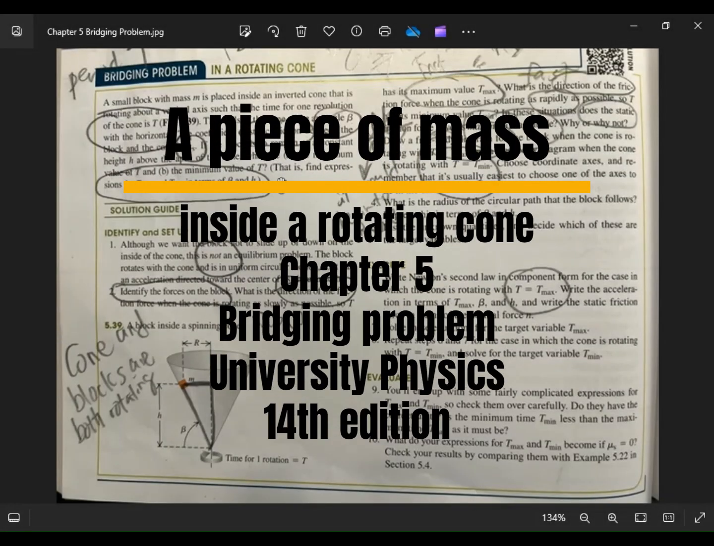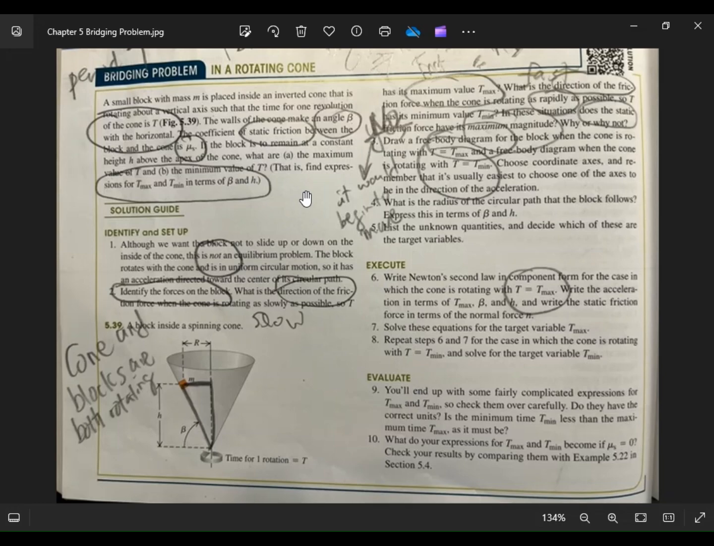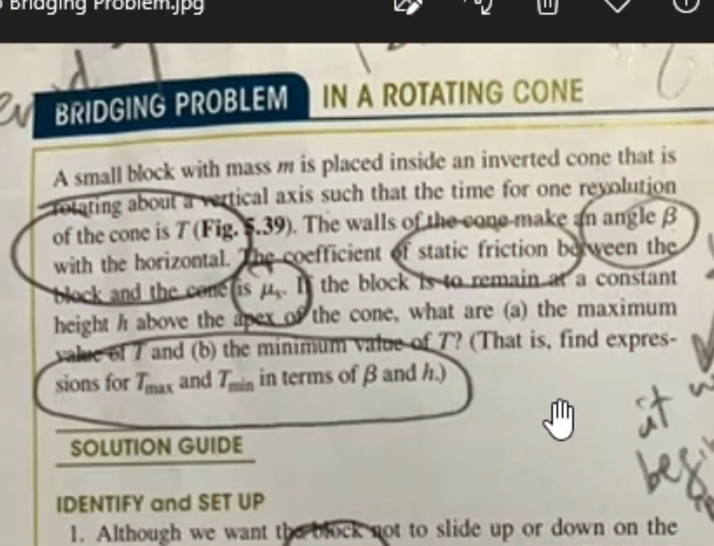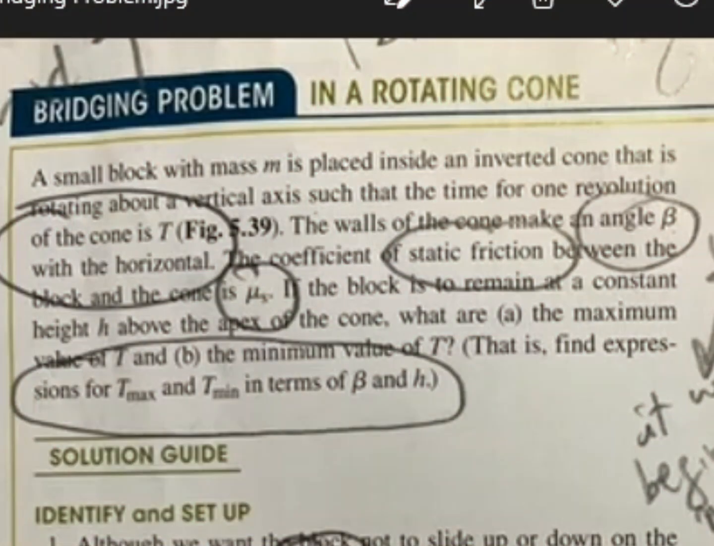So we're looking at University Physics, 14th edition, by Young and Freedman, Chapter 5, Bridging Problem, piece of mass in a rotating cone. So here is the problem, the bridging problem at the end of the chapter. And we have a piece of mass resting inside a rotating cone. And so the problem asks for two things.